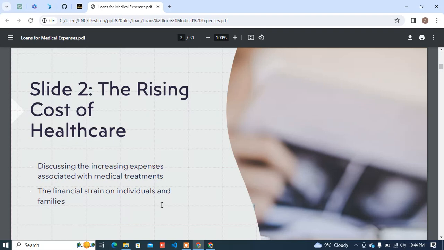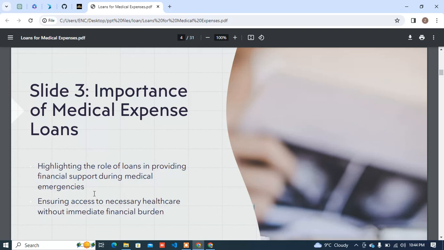Slide 2 is about the rising cost of health. Point 1 is discussing the increasing expenses associated with medical treatments. And the second point is the financial strain on individuals and families.